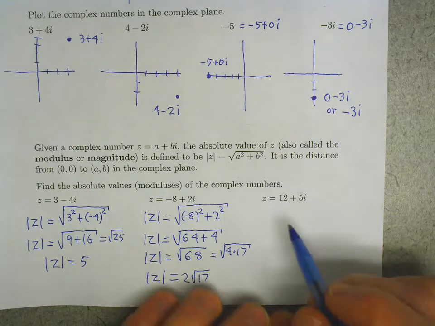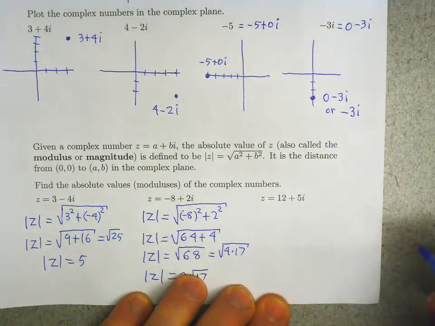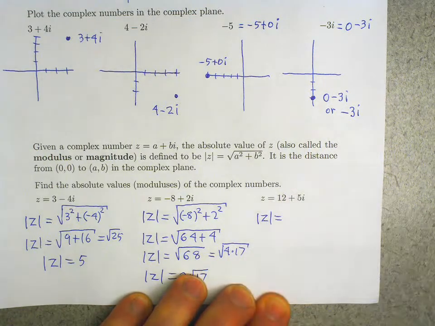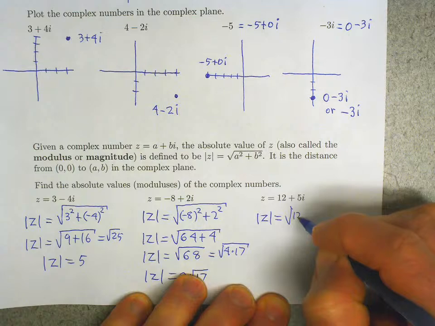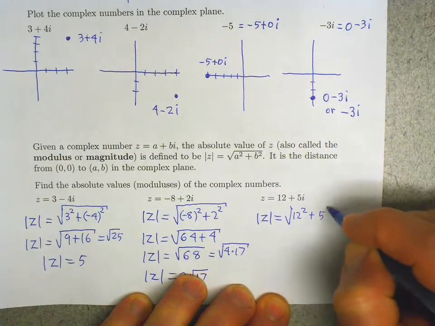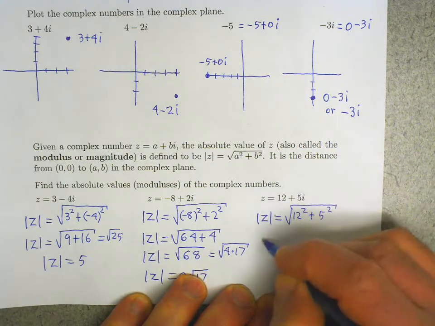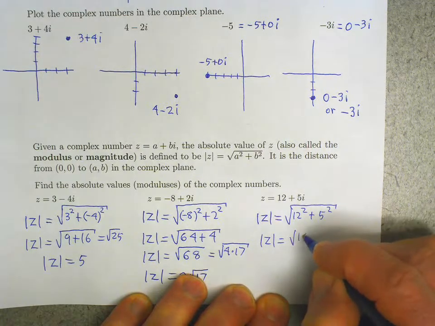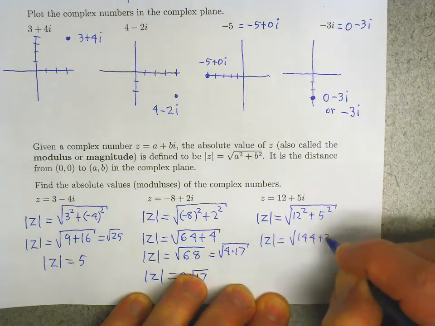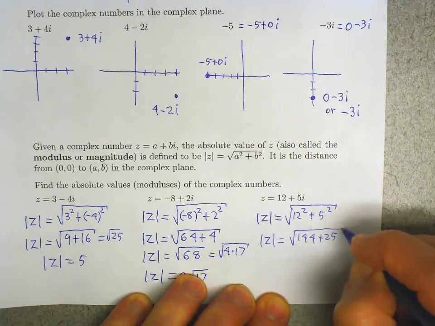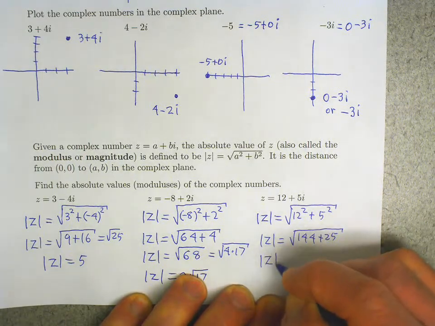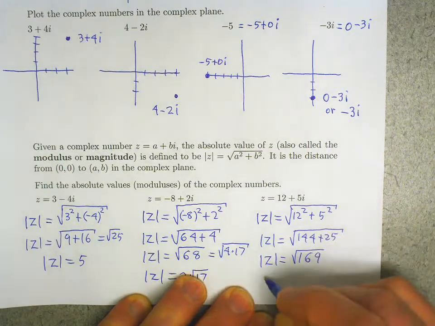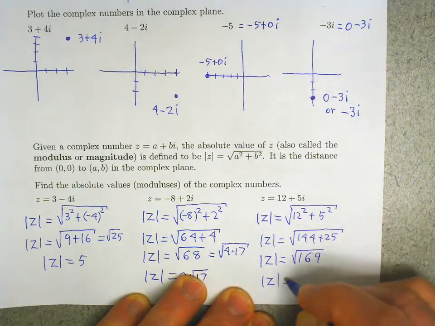Okay, one more. If z is equal to 12 plus 5i, then the modulus is the square root of 12 squared plus 5 squared, or the square root of 144 plus 25, which is the square root of 169. And so the modulus of z is 13.